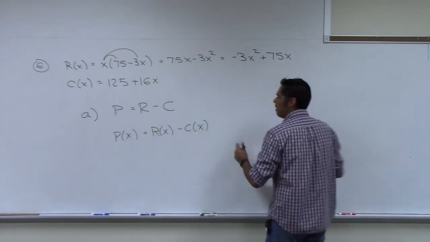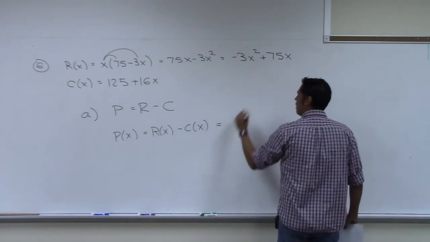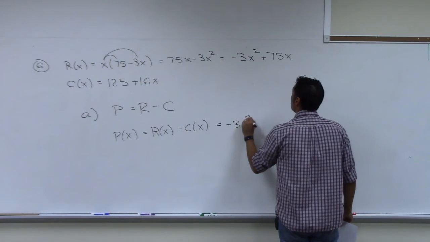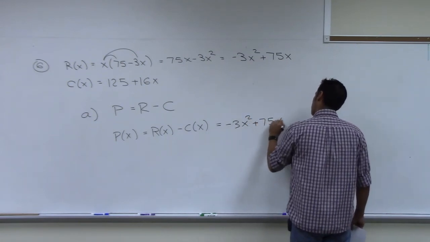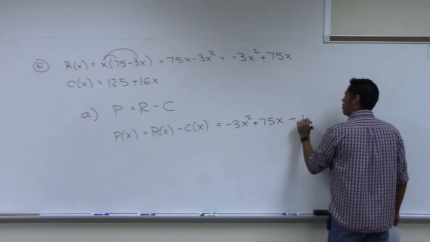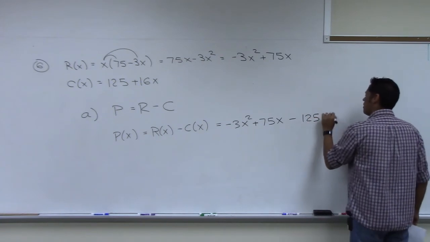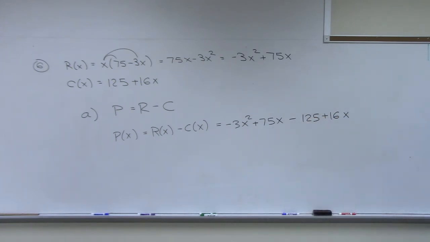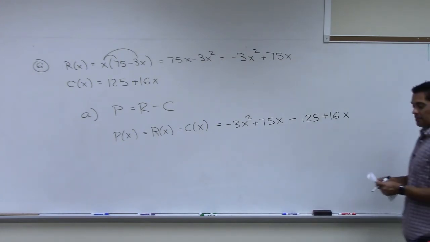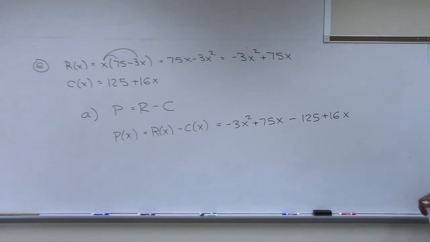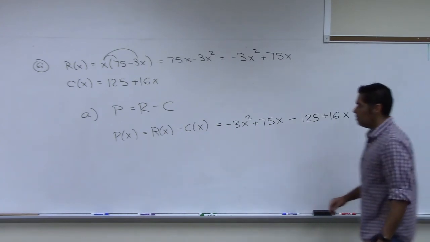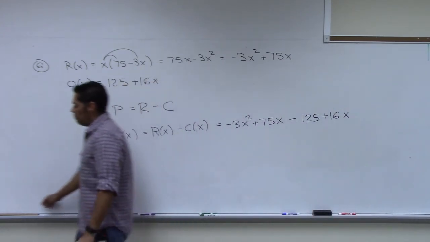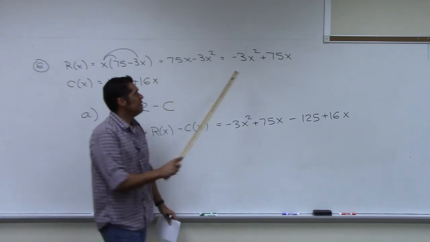So I'm going to write that down right here. I'm going to take the revenue function, which is negative 3x squared plus 75x, and I'm going to subtract 125 plus 16x. Is that correct? So why did you put this at the top? This 75 minus. Why did I switch the order?